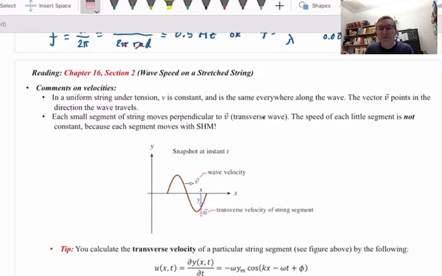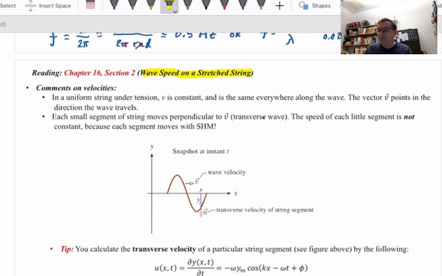This is video lecture 16.1, part 2, and I want to talk about section 2 in chapter 16, which is going to focus on wave speed on a stretched string. And really, we probably ought to say velocity on a stretched string. In fact, one of the things that can be a little bit confusing is that there are two different velocities for a sinusoidal wave on a stretched string that we have to keep track of.